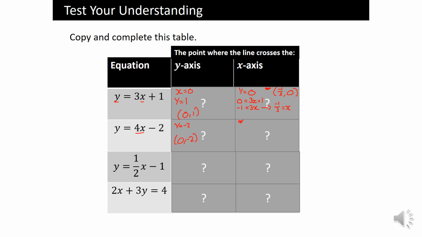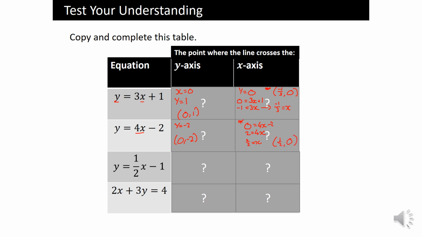It's where it hits the x-axis, so we're setting y equal to 0. We're going to write out 0 equals 4x minus 2. Adding 2 to both sides, we've got 2 equals 4x. So a half equals x. So our coordinate would be a half, 0.